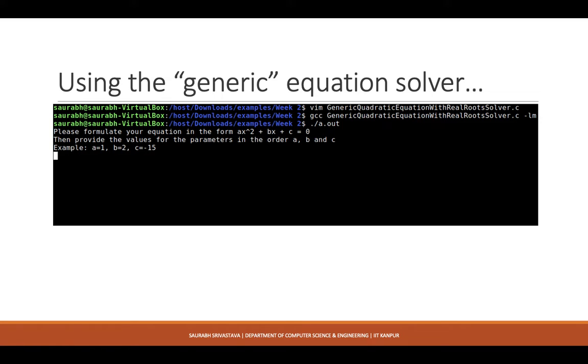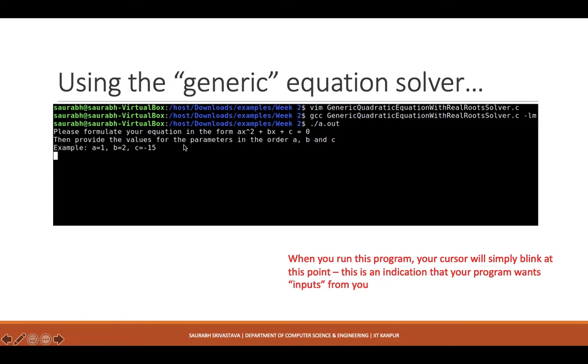Now we are printing some message. It says that please formulate your equation in the form of ax square plus bx plus c, then provide the values for the parameters in this particular order a, b and c, and this is an example. So essentially I am expecting the user to type the values in exactly this fashion. So what will happen is when you run your program, there will be no output, but the cursor will start blinking at this point, as if it is expecting you to type something.